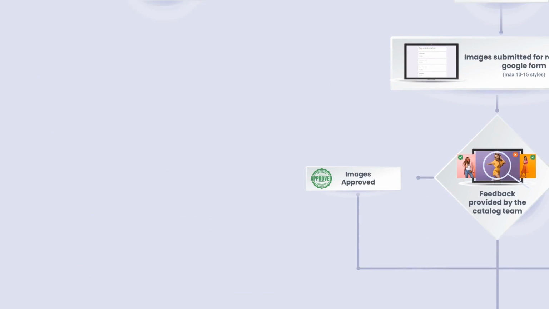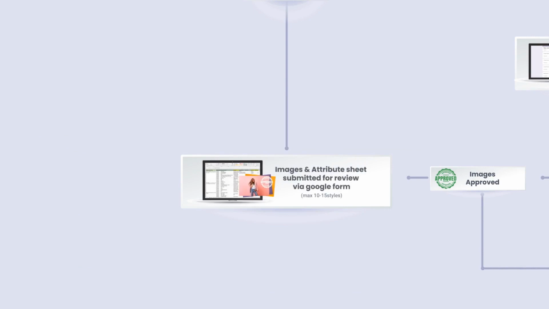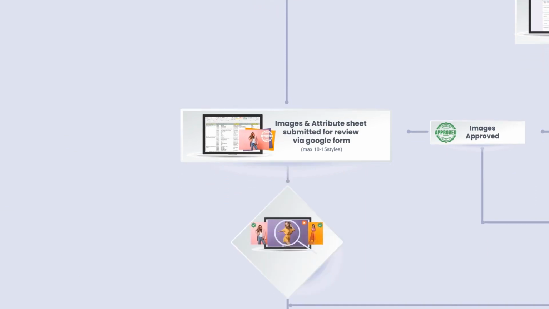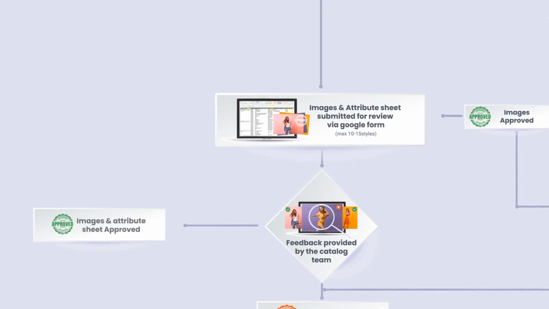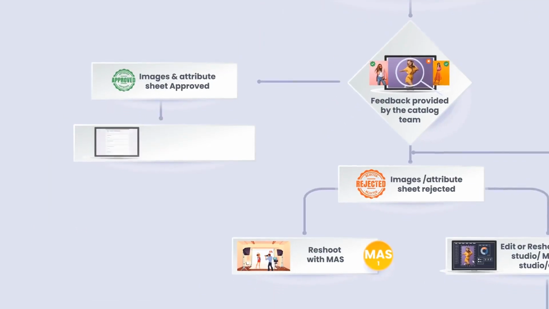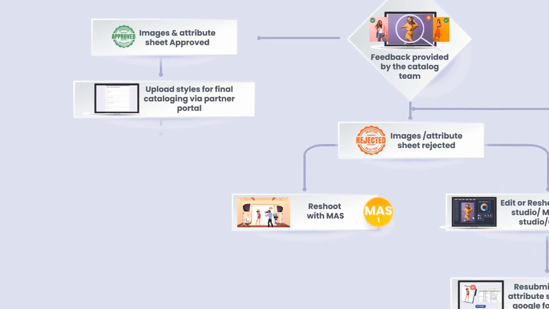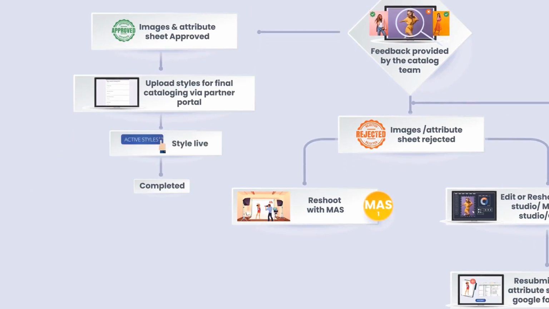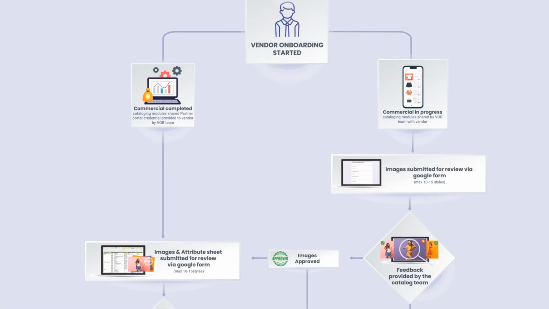And once the credentials are shared, submit the attribute sheet, which will be an Excel sheet in which you have filled the product details, along with these approved images for final approval via Google form. Once both are approved by the cataloging team, you can go ahead and submit these styles via Partner Portal for final cataloging.